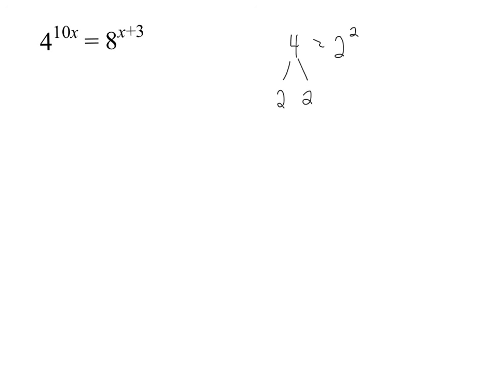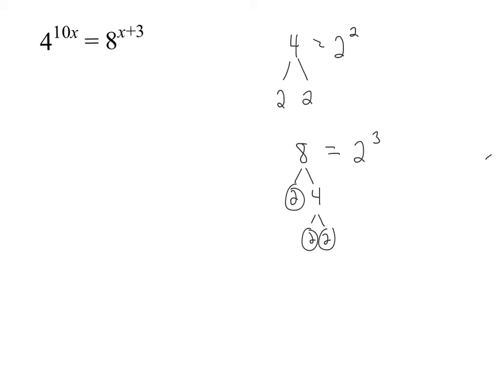So I'm going to try to do the same with 8. So 8 is 2 times 4, which is 2 times 2. So we have 1, 2, 3 twos. So 8 is 2 to the third. So what we now have is I can replace the 4 with 2 to the second, and I can replace 8 with 2 to the third.